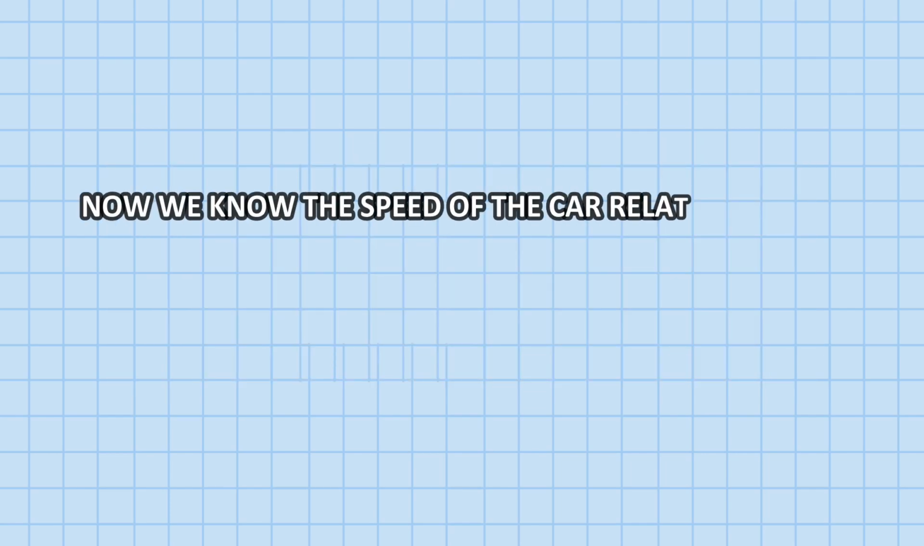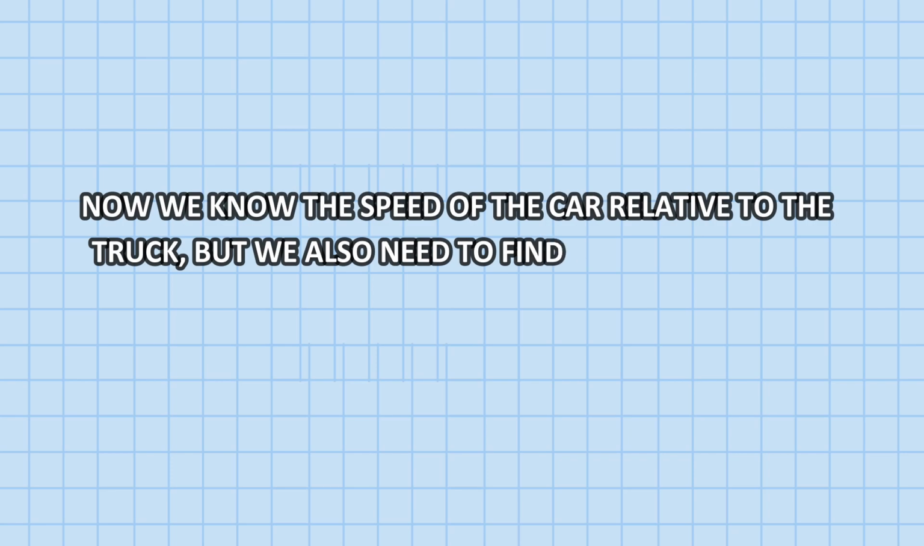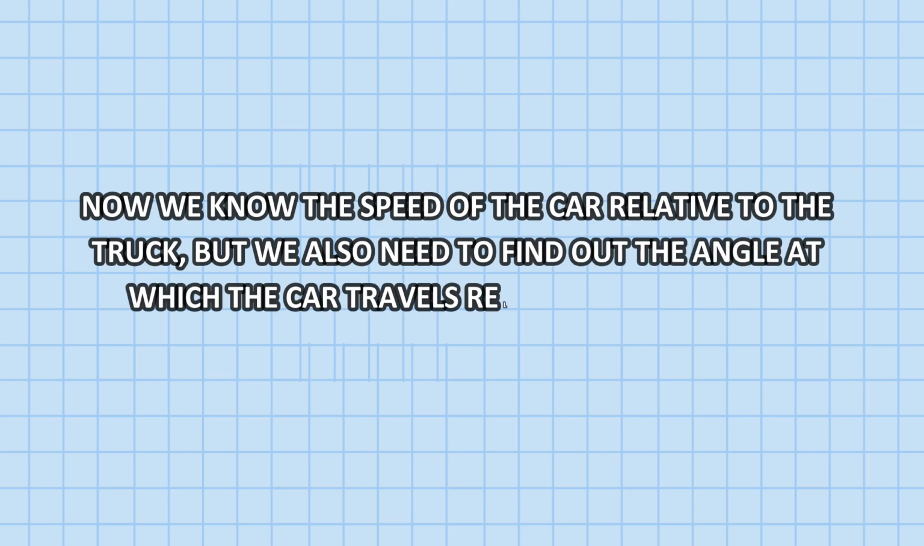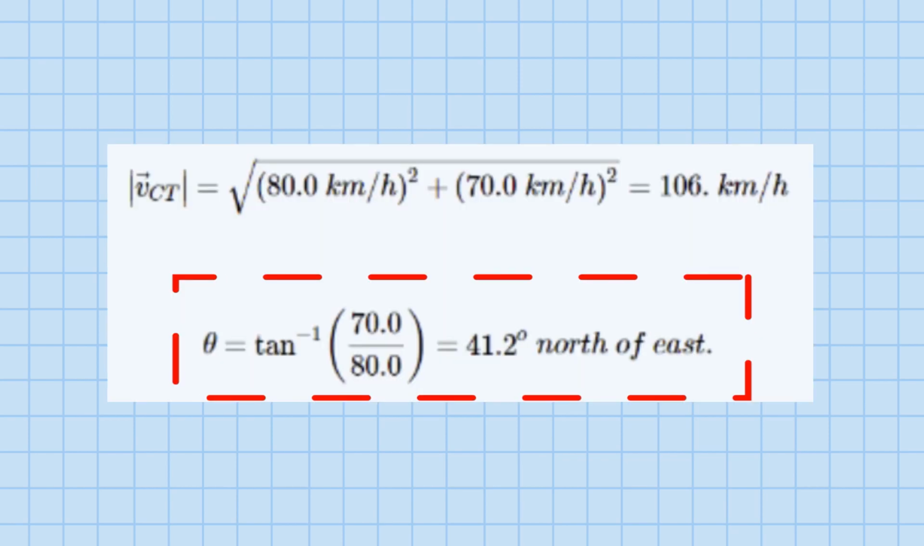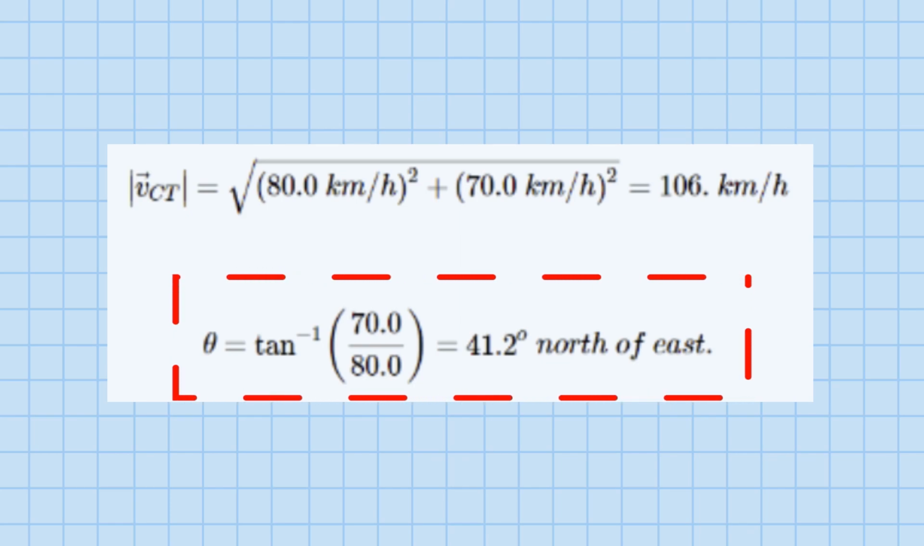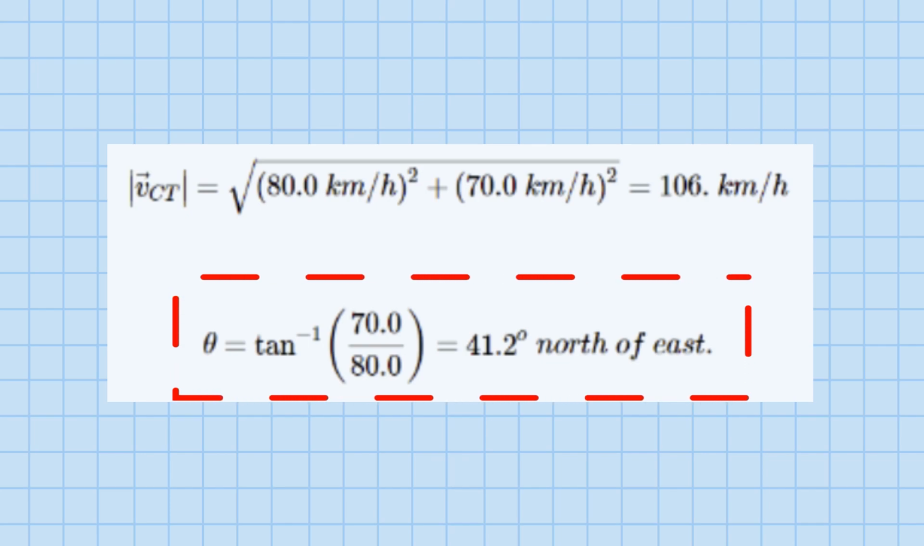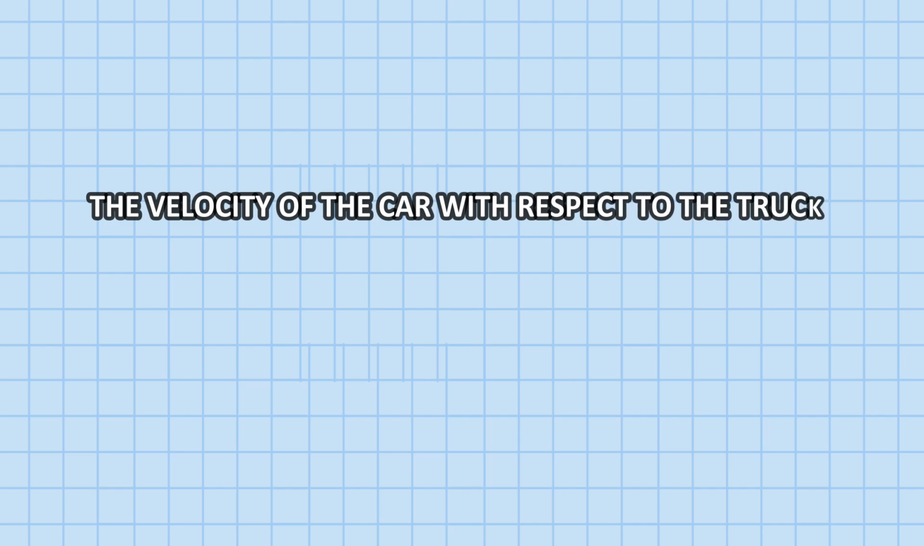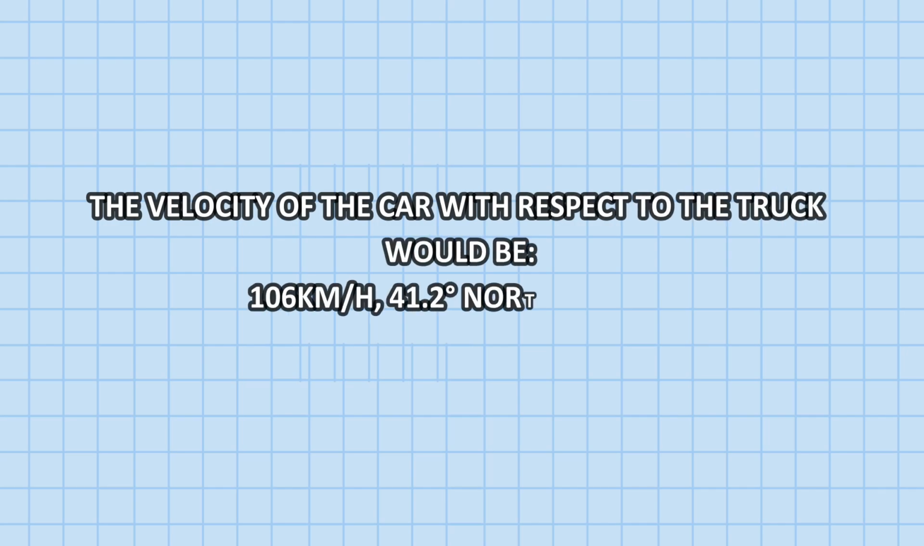Now we know the speed of the car relative to the truck, but we also need to find out the angle at which the car travels relative to the truck. To do this, we can use our inverse tangents. So, inverse tangent of the speed of the truck over the speed of the car would give us 70.0 over 80.0. And if you use inverse tangent on that, it would give you a result of 41.2 degrees north of east, which means the velocity of the car with respect to the truck would be 106 kilometers per hour, 41.2 degrees north of east.